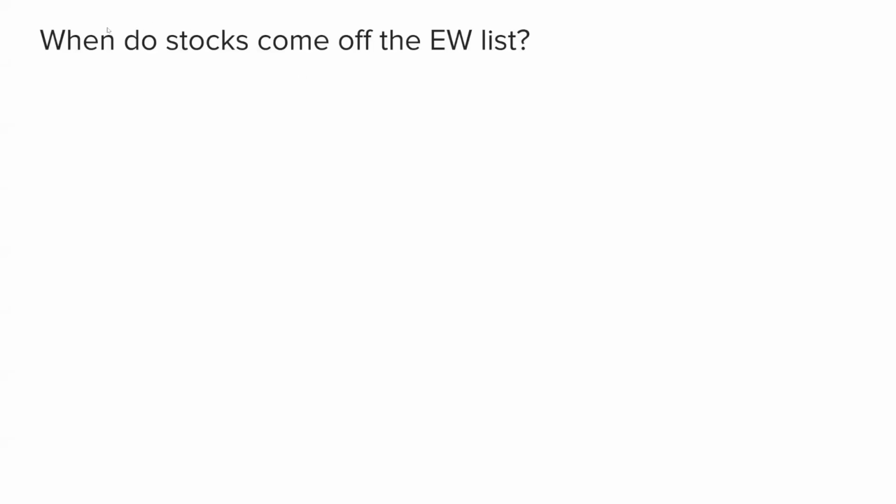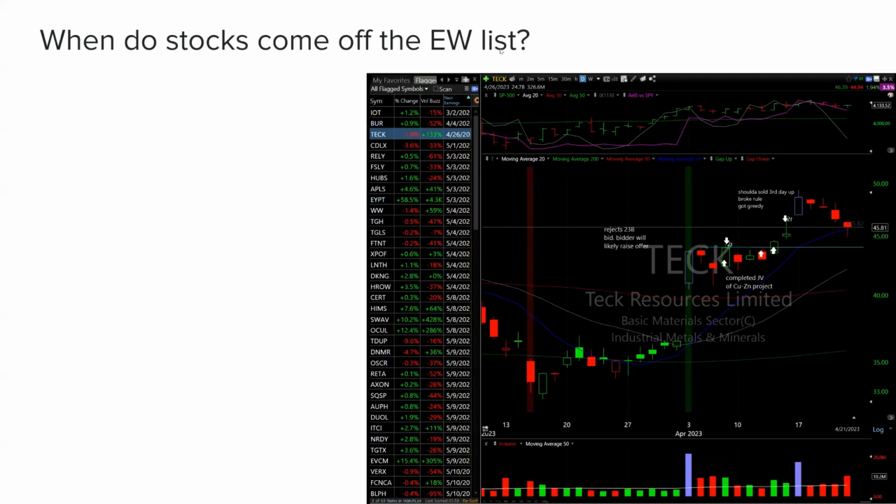So when do the stocks come off the earnings winners list? Okay, so the first criteria is if the next quarter's earnings announcement is coming out within the next week, then I just take those stocks off the list. So these stocks have a shelf life of a maximum of 3 months because earnings announcements come out every 3 months.